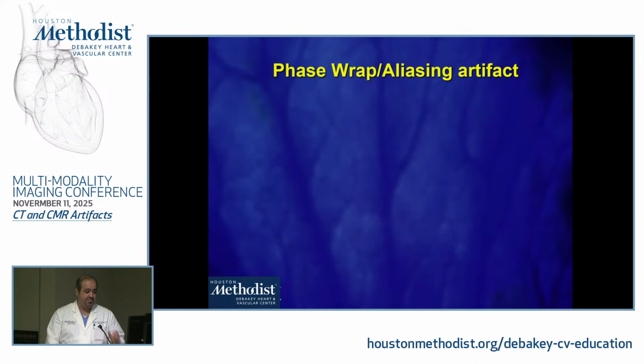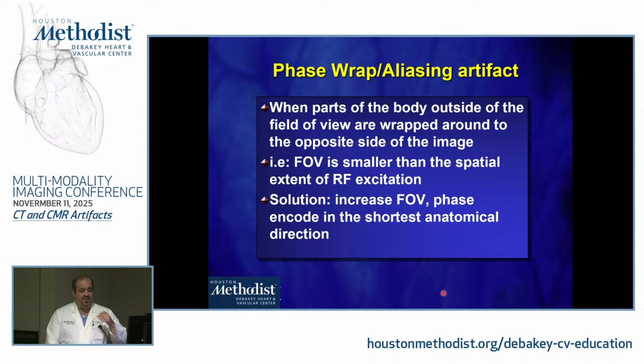Another kind of artifact is what we call an aliasing or a phase wrap artifact. This is basically when we have parts of the body that are outside the field of view. Remember, the field of view is what you designate that you want to acquire images in. And what happens is that they start to become wrapped around to the opposite side of the image. So if I set a rectangular field of view that's smaller than the body region that is inside the magnet, then this is going to lead to an artifact.